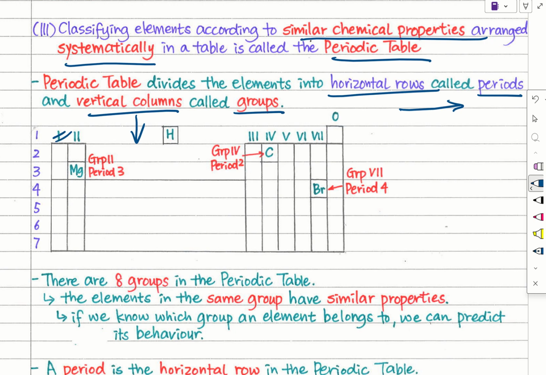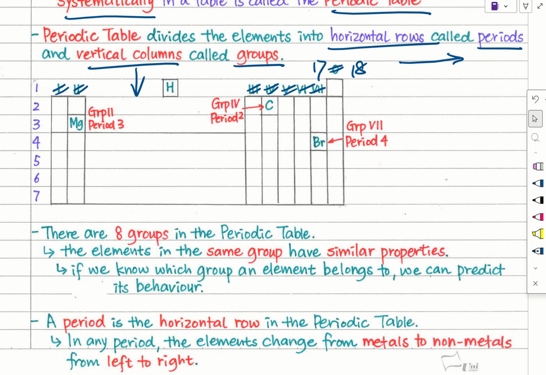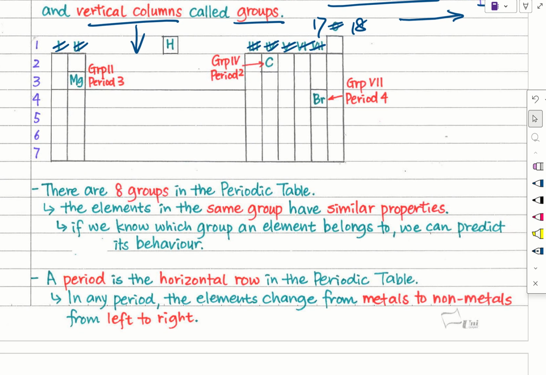So last time we used to call them Roman numerals, but not anymore. So this is actually group 18. This is group 17. Please refer to the latest copy of the periodic table. So there are actually 8 groups. Sorry, it's not 8 groups. There are 18 groups in the periodic table.